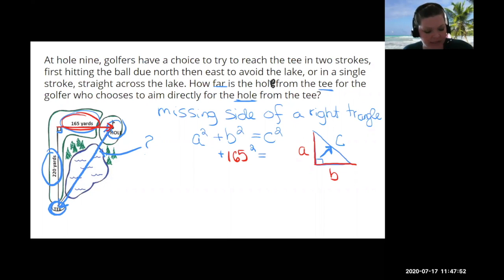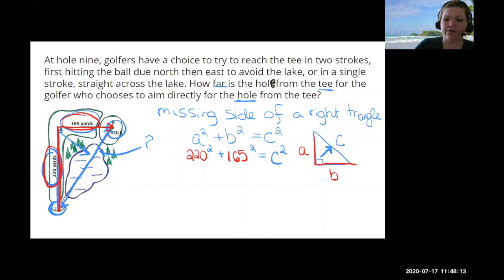Is the 220 an A or is it a C? It's an A. It's another leg. It goes around that lovely right angle. Okay, A and B are interchangeable with each other, but not with C. Make sure you get those straight. Okay, so I get that 220, that's squared. And then C is that missing side. I don't know the hypotenuse, that longest side across from my right angle. And don't forget the square on your C.